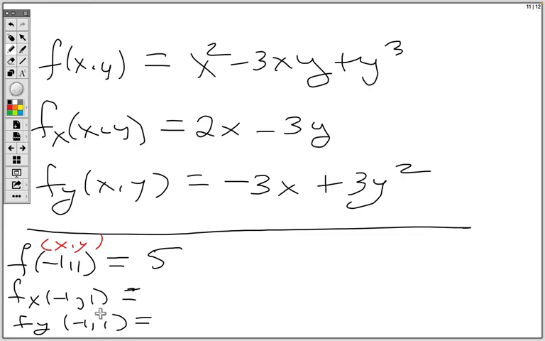All right, let's plug this into fx. Negative 1, 1 into fx. What do we get? Negative 5. And last but not least, plug negative 1, 1 into Fy. What do we get? Six. Very good.